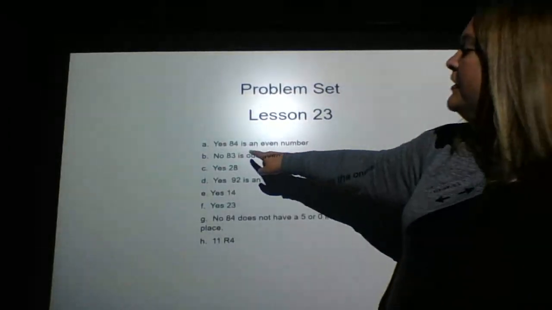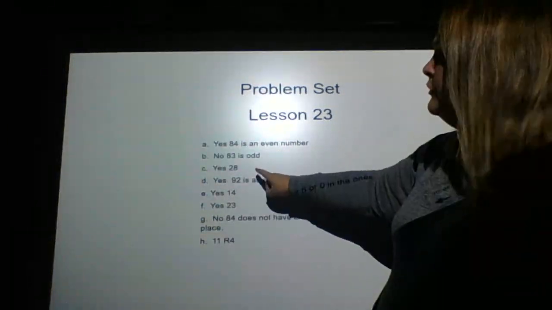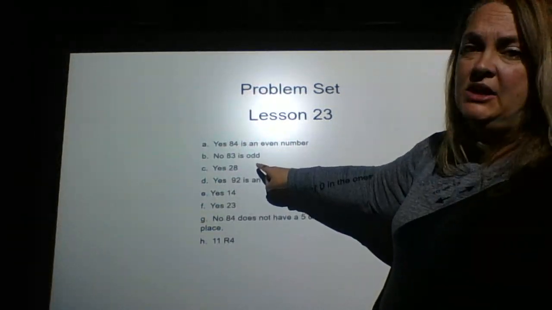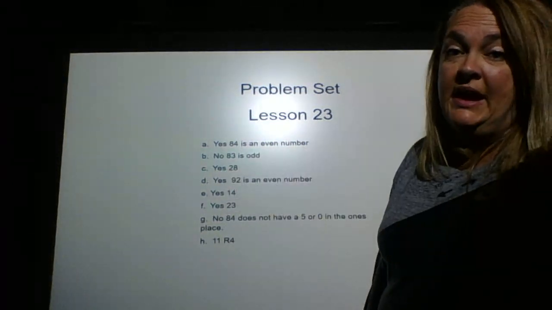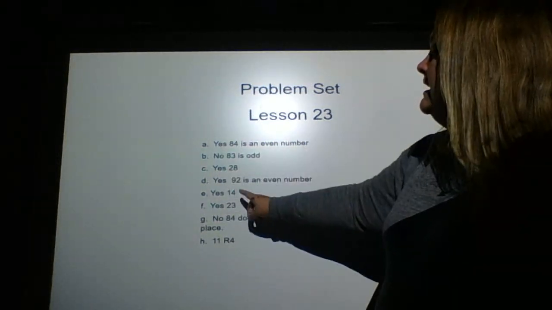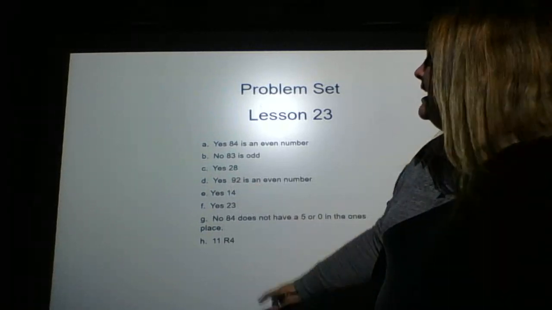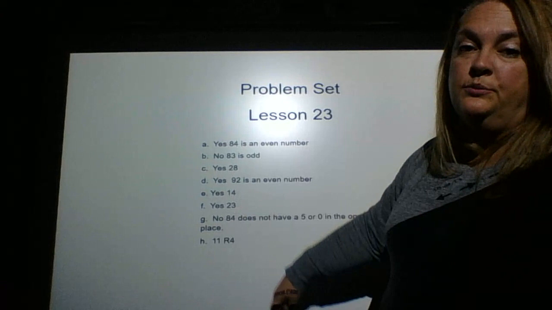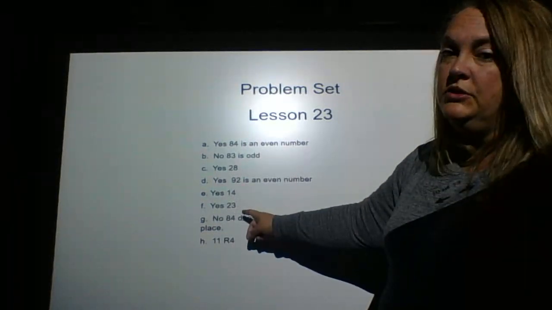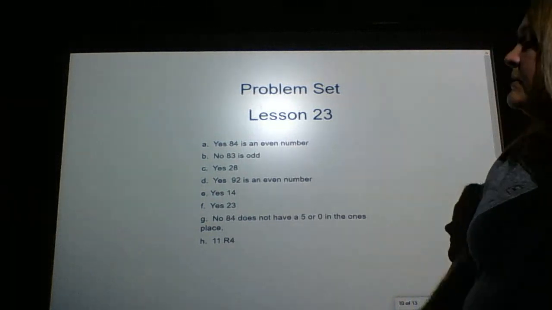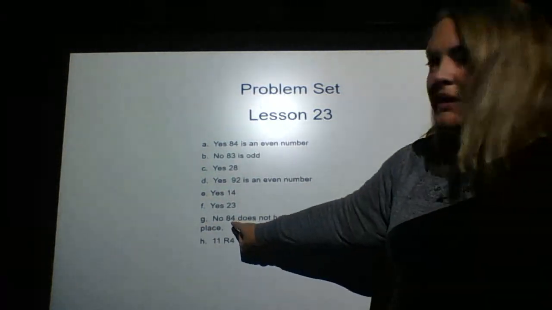So the answer for A is yes, 84 is an even number. Answer for B is no, 83 is odd. Answer for C, yes, and the answer was 28 when you divided. D is yes, because 92 is an even number. E is yes, and the answer was 14 when you divided. F is yes, and the answer is 23 when you divided. G was no, because 84 does not have a 5 or 0 in the ones place.